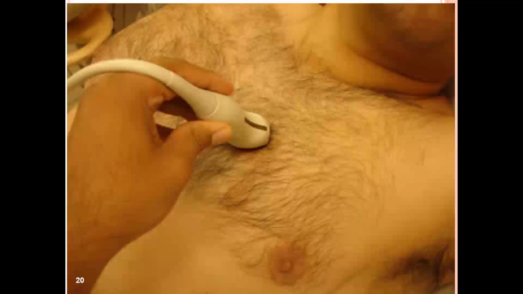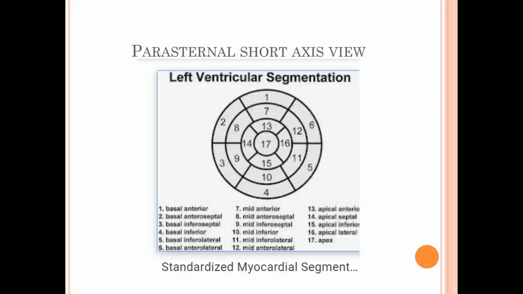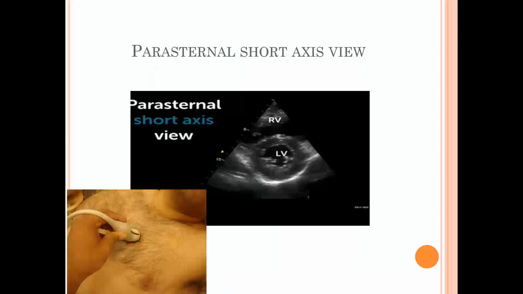If we rotate the probe 90 degrees, we get the short axis. This is a diagram of the left ventricle in the parasternal short axis views, where the left ventricle is divided into 17 segments. From 1 to 6, these are the basal segments. From 7 to 12, these are the mid segments. And from 13 to 17, these are the apical segments. And each one has its own name.